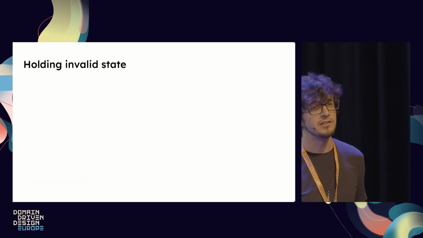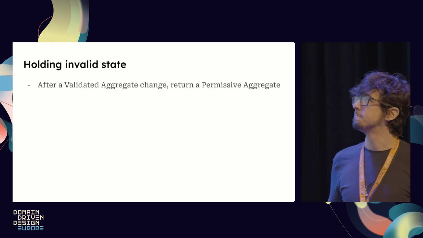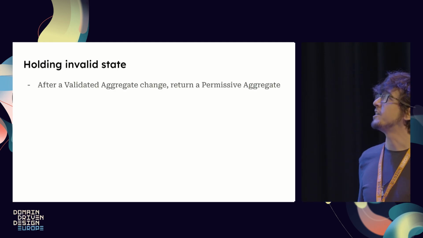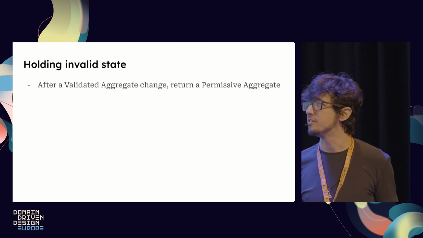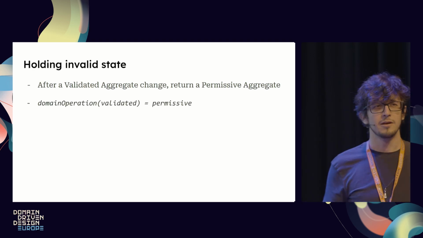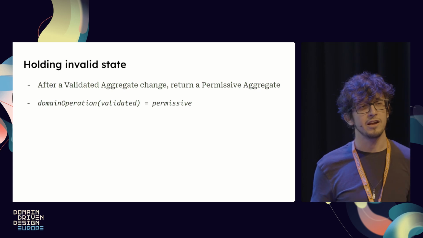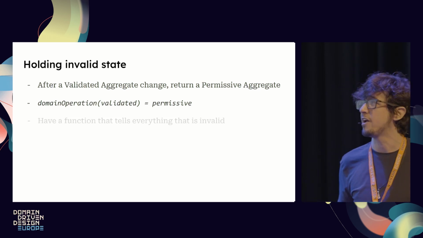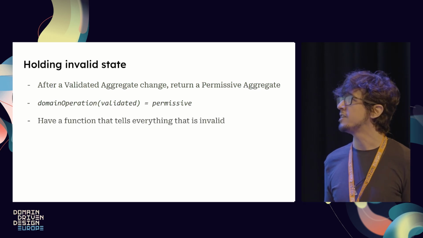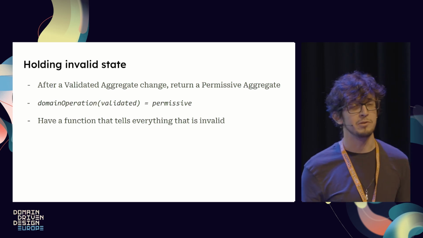So how do we hold invalid state in the permissive aggregate? After a validated aggregate change, always return a permissive aggregate. And if you want to put it in math notation, every time we perform a domain operation passing a validated aggregate, what we get back is a permissive aggregate. And then have a function that tells everything that is invalid in that permissive aggregate.